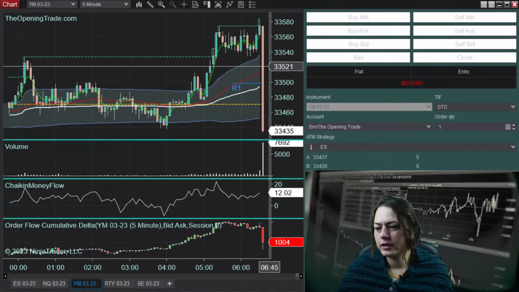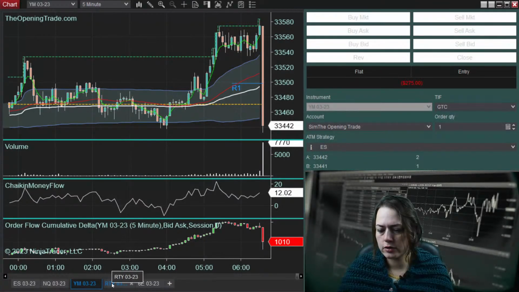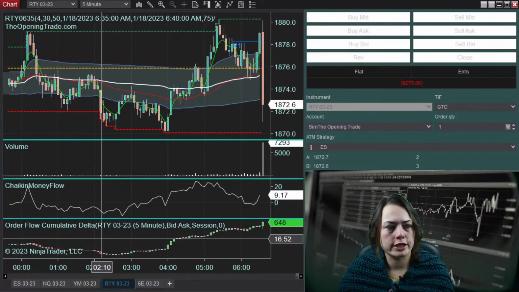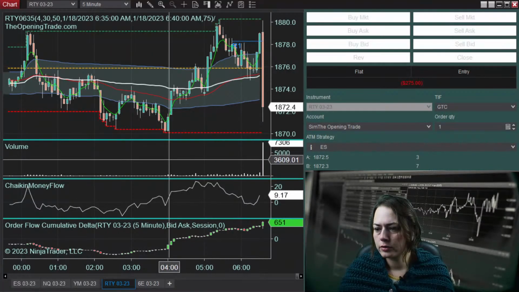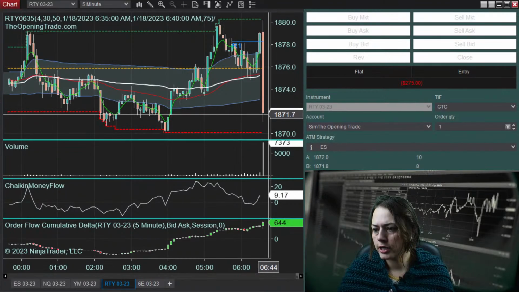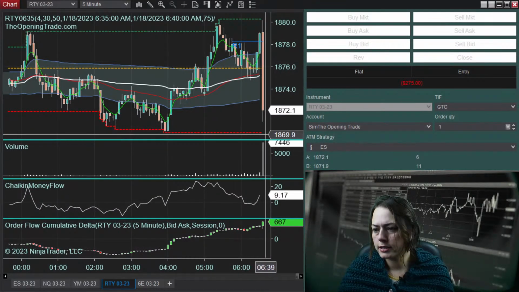Okay, so we have brought the screen back to its full size. So let's take a look at our other chart here, which is the Russell 2000. It is also seeing a giant candle going down.